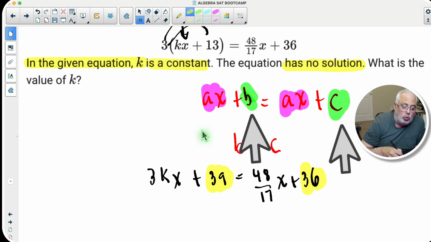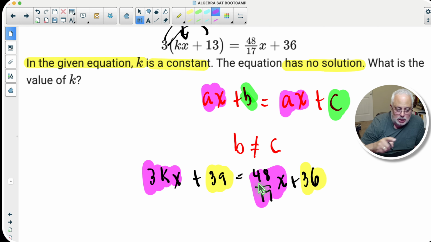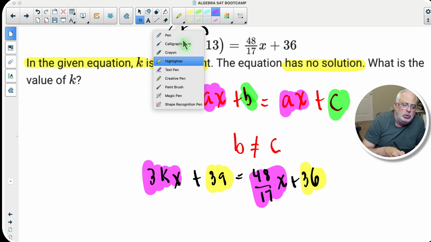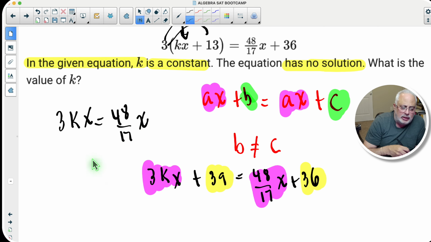So I have to work with this one here and this one here. These two must be equal to each other because that's the only requirement to have no solutions. That one of those terms are not equal. I already found one of those terms, 39 and 36. So in order to have no solution, these two must be equal. And now you solve 3kx equals 48 over 17x. This must be equal.